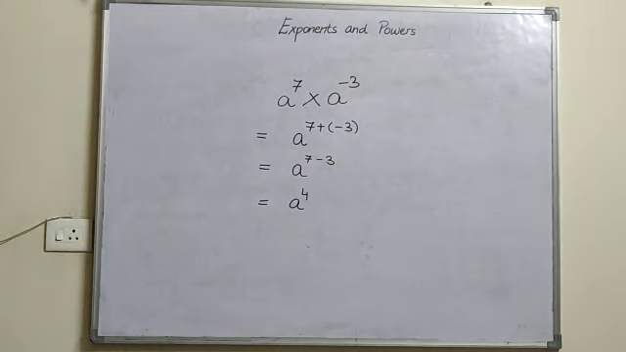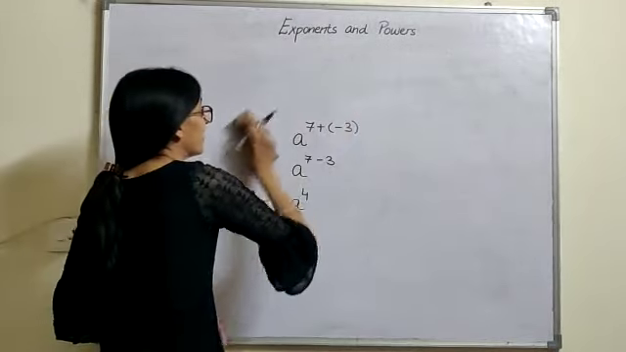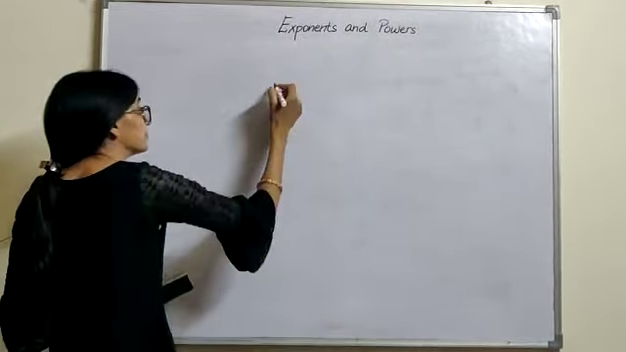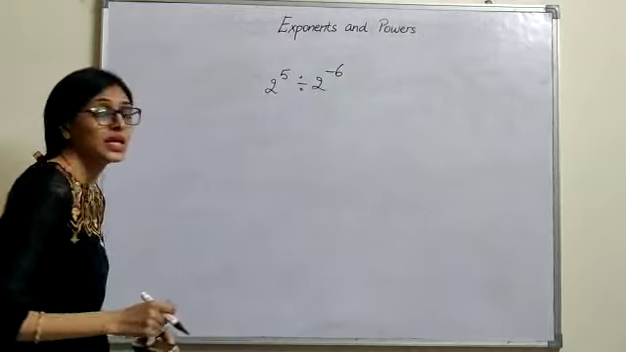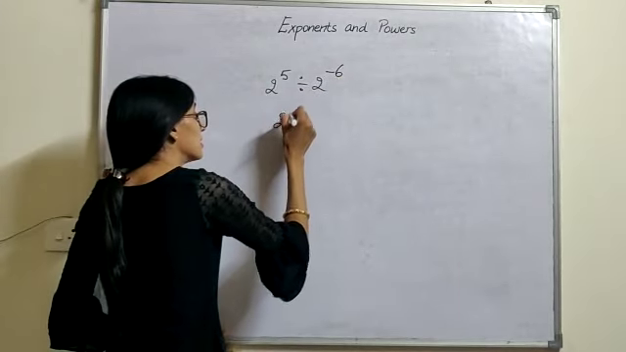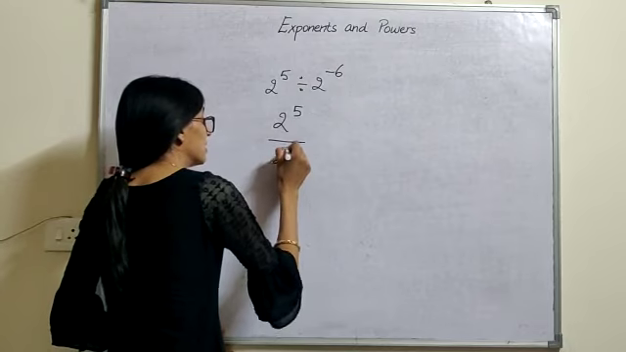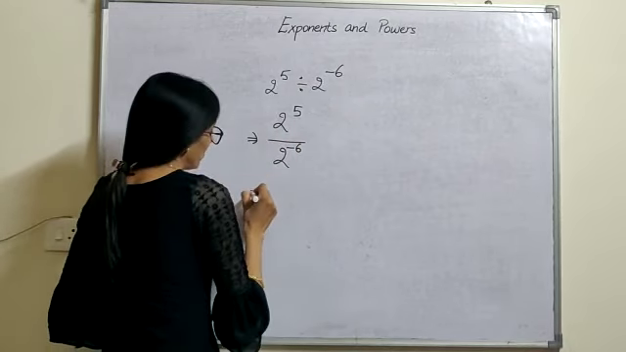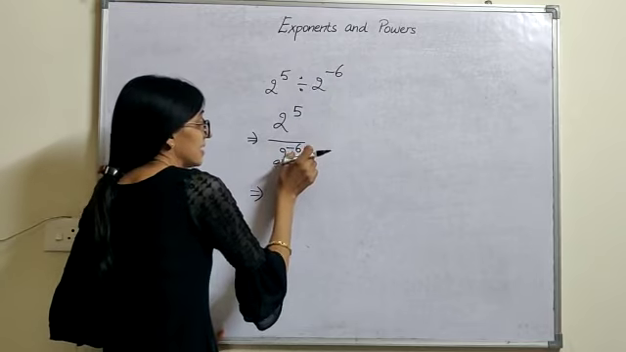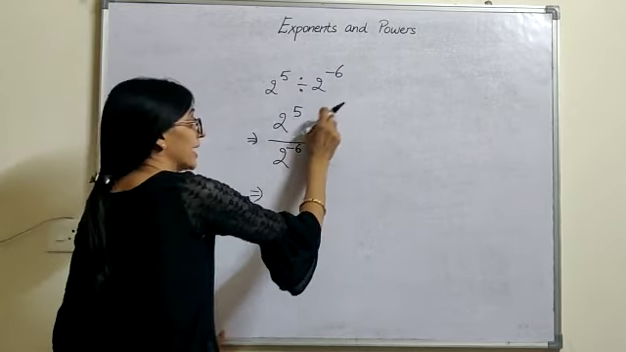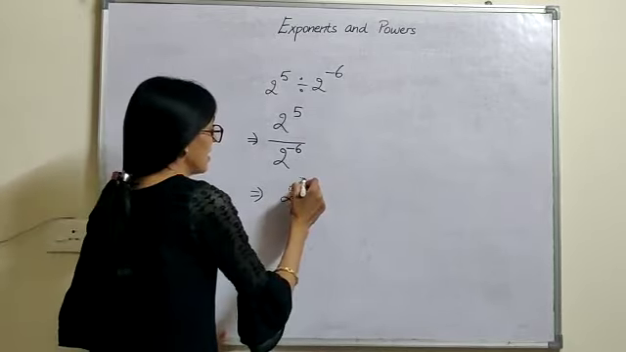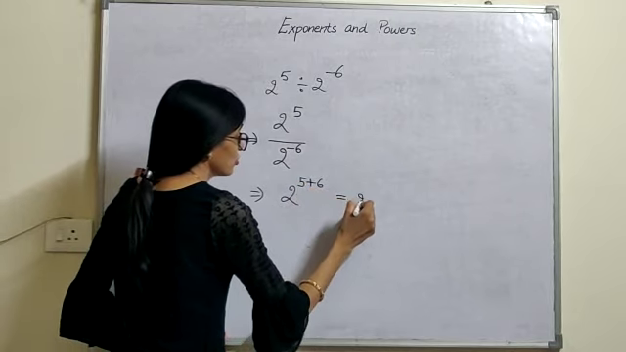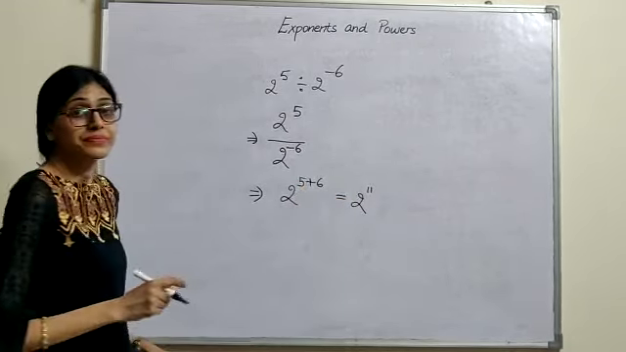Next question we can take. 2 raised to power 5 divided by 2 raised to power minus 6. Now, both the numbers have the base same. So what we will do? We will take this negative exponent to the numerator. It will change into positive. So a single base will come here and 5 plus 6. It becomes 2 raised to power 11.